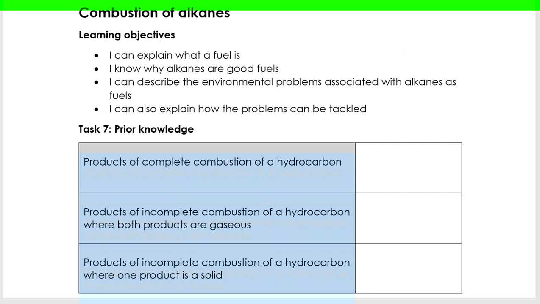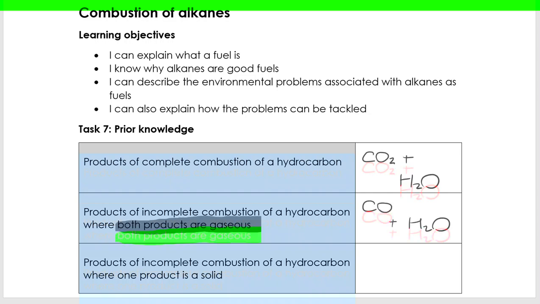So, some simple questions to begin about the products of complete and incomplete combustion. With these, it's really important that you read the full question when you're going through, because it might specify that one of the products is solid or that all products are gaseous, certainly in the context of incomplete combustion. Complete combustion of a hydrocarbon, we get CO2 and H2O. If we look at incomplete, but both are gaseous, it's CO and H2O, carbon monoxide. And if we have a solid product in incomplete combustion, we would expect that to be carbon, soot, and H2O.